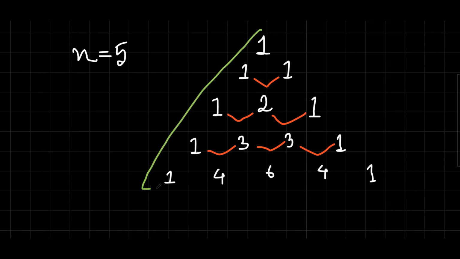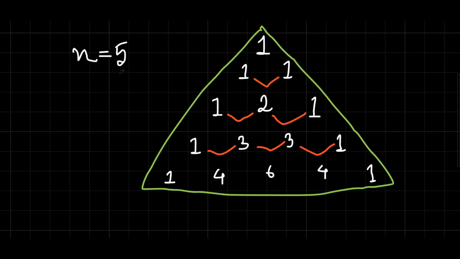So this is the basic illustration of Pascal triangle. Now for this Pascal triangle, the value of n is 5. So we have to return the fifth row. I hope you understood the problem and the algorithm. Now let's move on to the code.